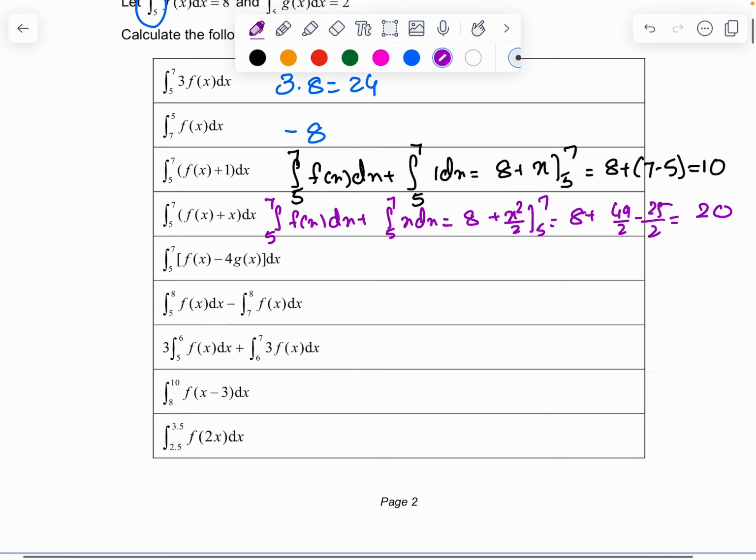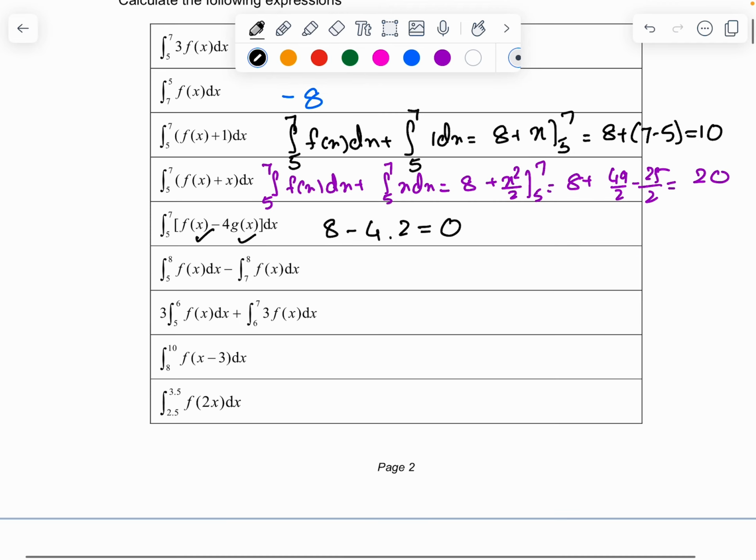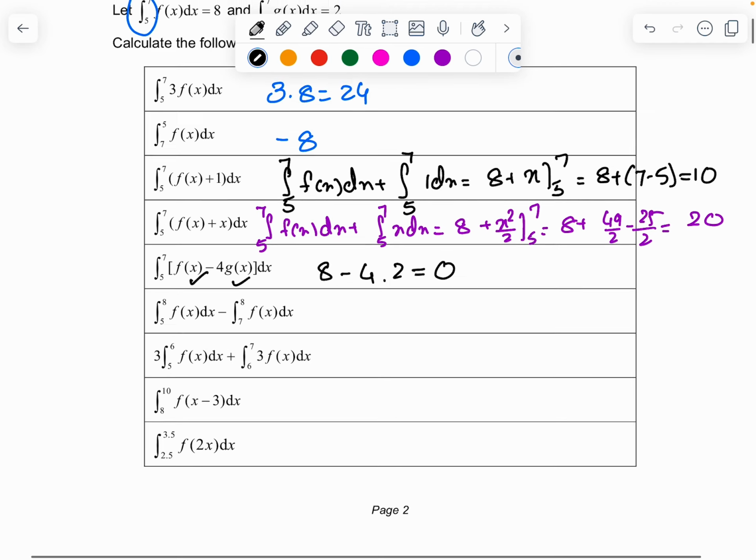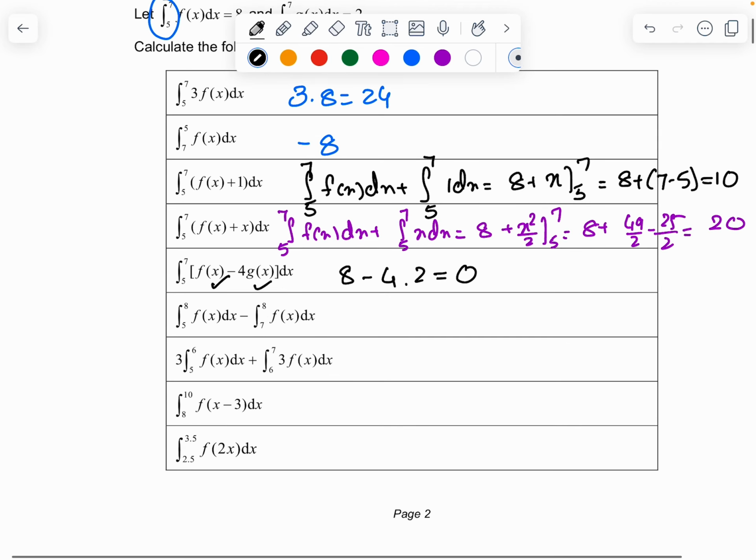This should be the easier one. So integral of f of x is nothing but 8, minus 4 times the integral of g of x, which is going to be 2. So 8 minus 8, 0. Then 5 to 8 and 7 to 8. So what is that? 5 to 8 and 7 to 8.